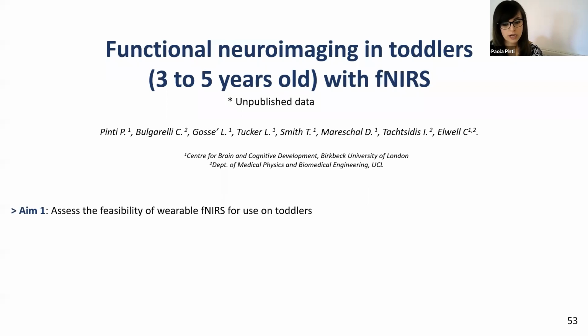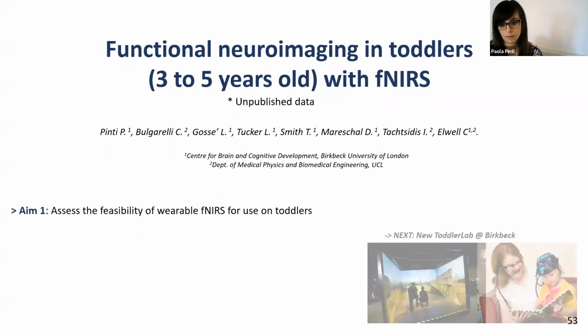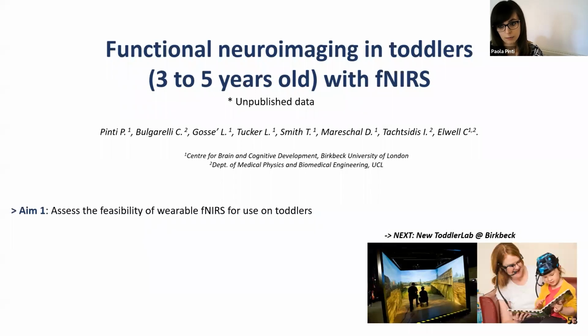In general, we had two main goals for this study. The first one was to assess the feasibility of wireless and wearable fNIRS for use on toddlers. That's because we are about to open a new toddler lab at Birkbeck, where we will have toddlers moving around in an immersive VR space, in a cave, while at the same time we will monitor their behavior and brain activity using wearable sensors. So we wanted to see how well tolerated wireless fNIRS was on toddlers, what the challenges are, and what we need to take into consideration before starting our next experiments.